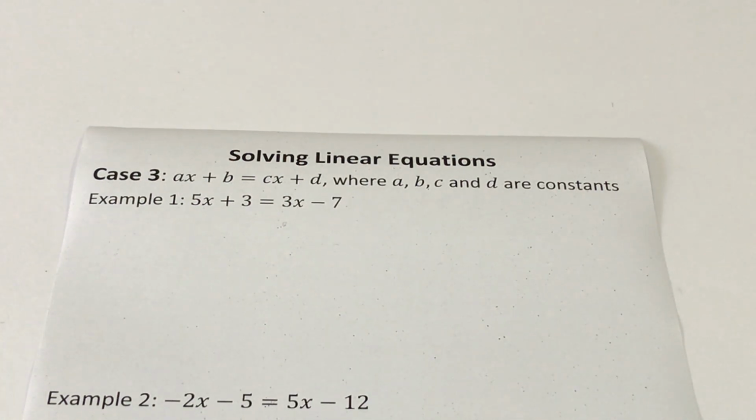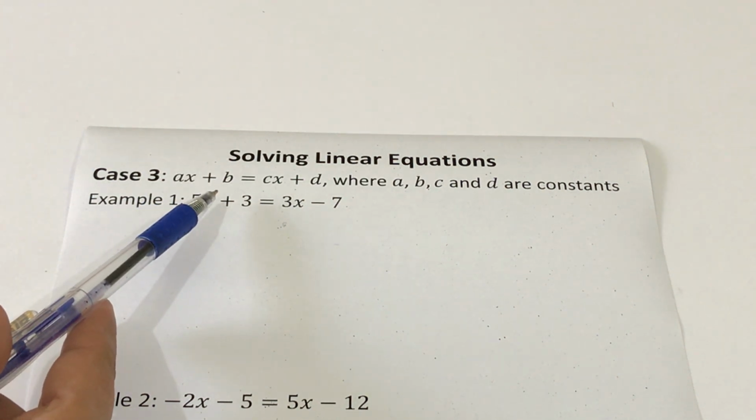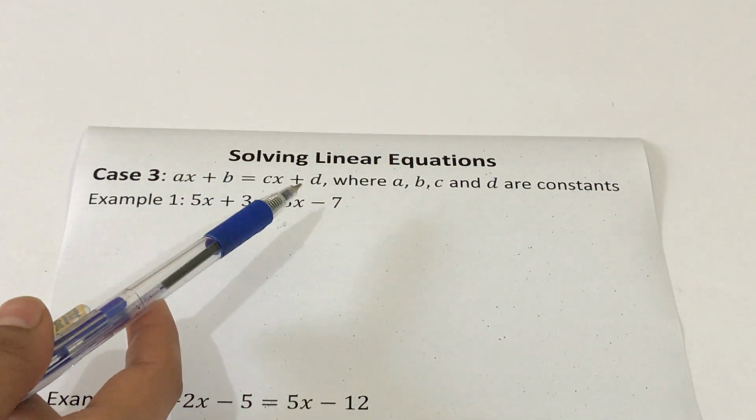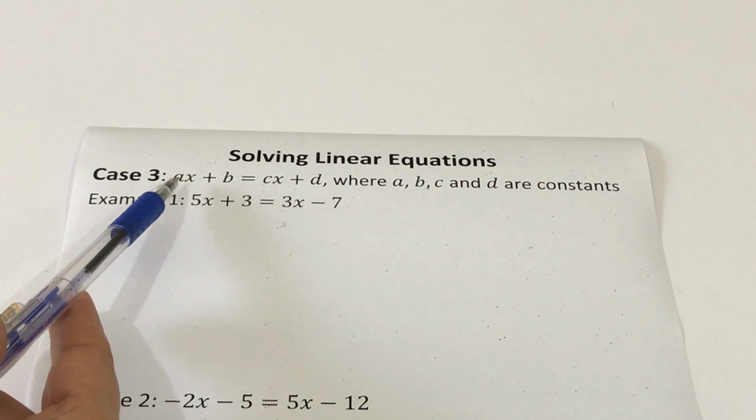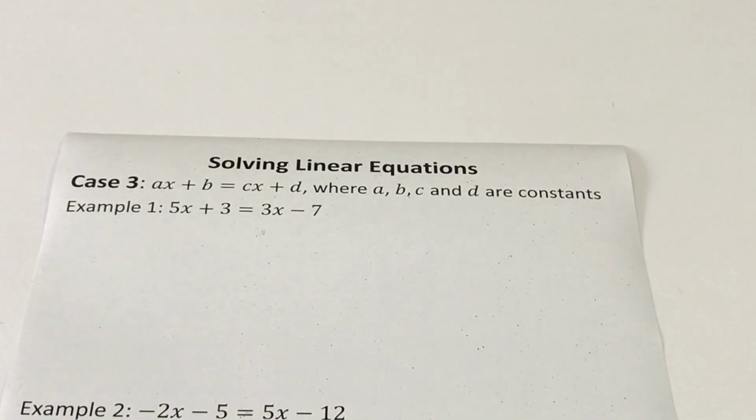Students, in our previous lessons we have learned about solving linear equations of type 1 and 2. In today's lesson we will learn how we will solve linear equation of type 3. This equation would be in the form of ax plus b is equal to cx plus d, where a, b, c and d are constants.